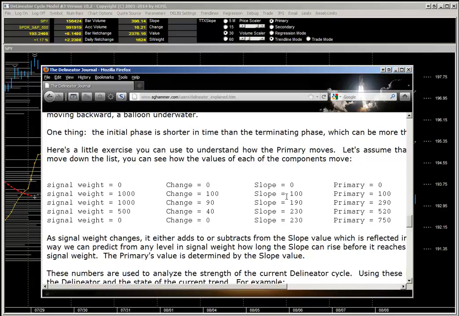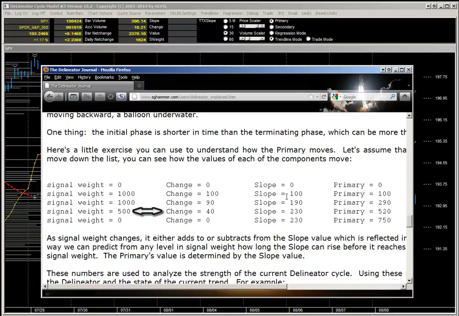So let's say at time period number 2, signal weight stays at plus 1,000. The slope moves to plus 190. The change would then equal plus 90, because the old value of the slope was 100 and the new value of the slope is 190. Therefore, the change is 90 ticks from 100 to plus 190. We then would calculate the value of the primary as the old value of the primary plus the new value of the slope. So 100 plus 190 equals 290.